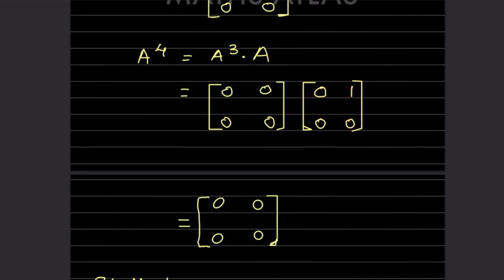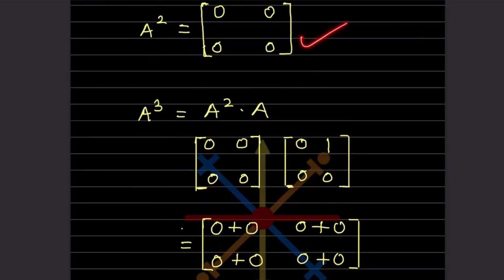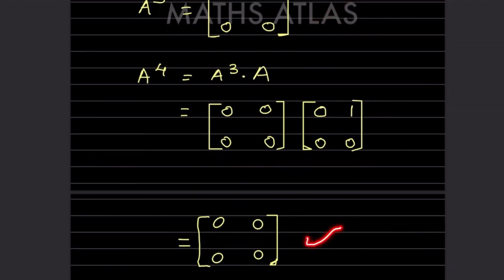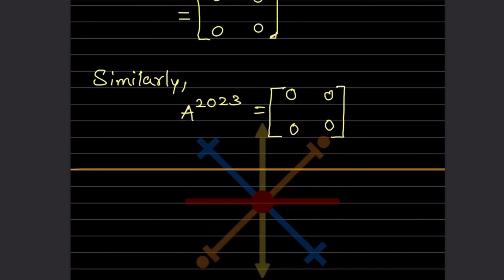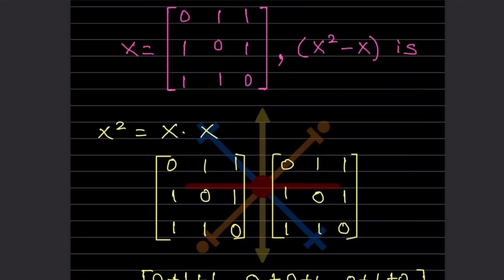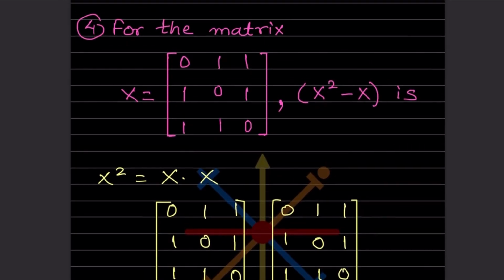So what you can see, A square also is 0, 0. A cube also is 0, 0. A4 also is 0, 0, 0, 0. So when we write A raised to 2023, that also is going to be 0, 0, 0, 0. Now let us see for this one.